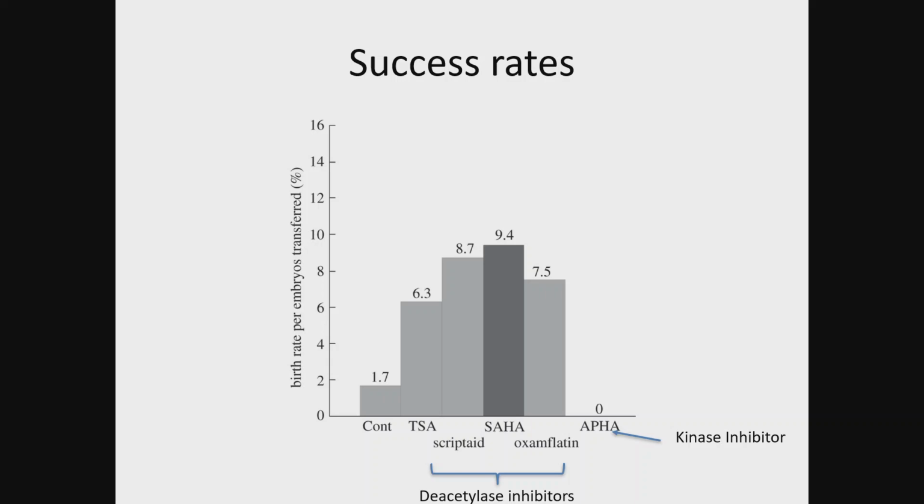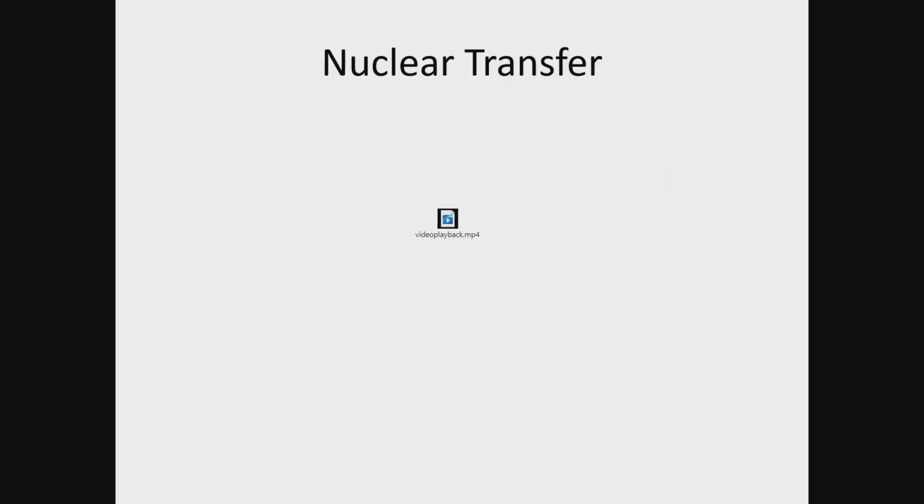And for example, a kinase inhibitor has an even more deleterious effect. So this is telling us that if we help a little bit the epigenetic code, we can have higher rates of success, but still they are very low, like 9% of all the experiments. So this is the movie of how the nuclear transfer is done.